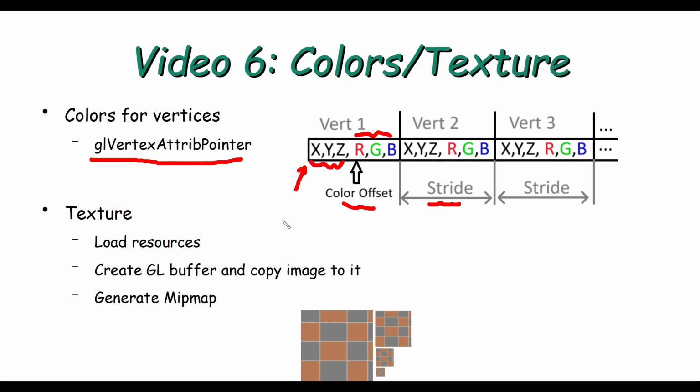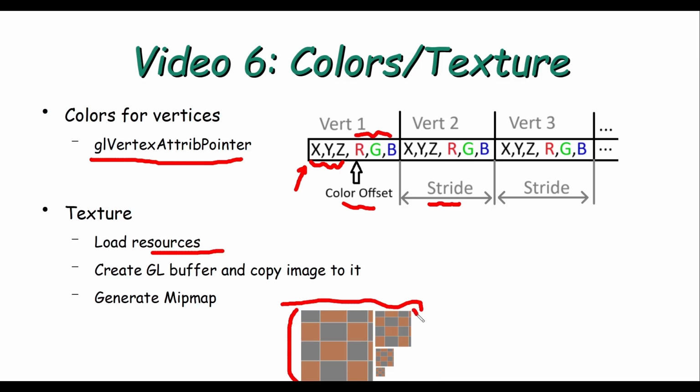For the texture, we will first need to load the bitmap from the resources. Next, we need to create a GL buffer and copy the image to it. The last step will be generating a Mipmap. I've shown in this picture here what a Mipmap means. So a Mipmap will include the texture. So assume that this is our texture here, the big image. Then it will include different scales of this image.